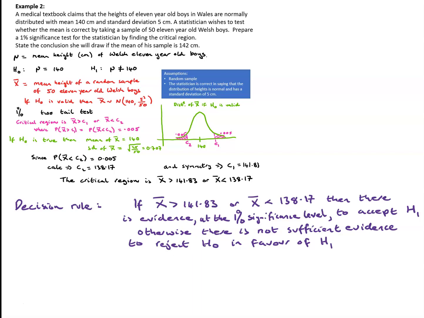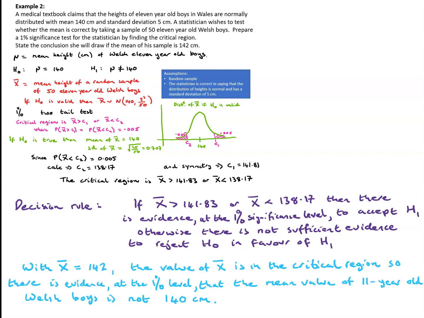The value of the sample mean we had in our sample was 142 centimetres. This value of the sample mean is in the critical region. So we should conclude that there is evidence at the 1% level that the mean value of the heights of 11-year-old Welsh boys is not 140 centimetres.